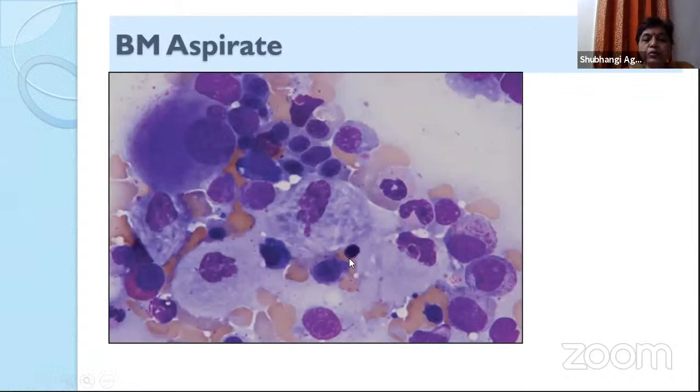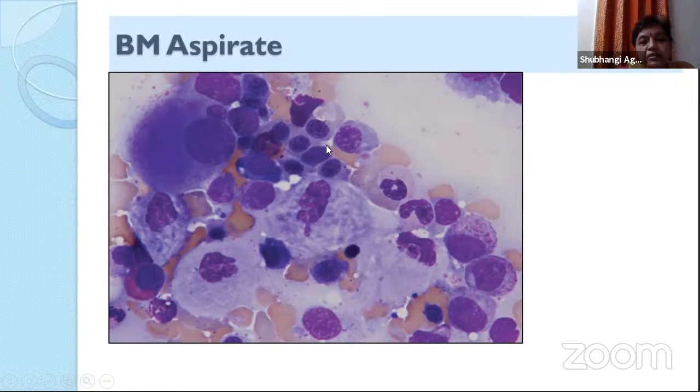This is the bone marrow aspirate from a 30-year-old adult patient who came with hepatosplenomegaly and pancytopenia, and so was advised to undergo bone marrow aspiration and biopsy investigation. This is the aspirate, which is showing a hypolobated megakaryocyte.